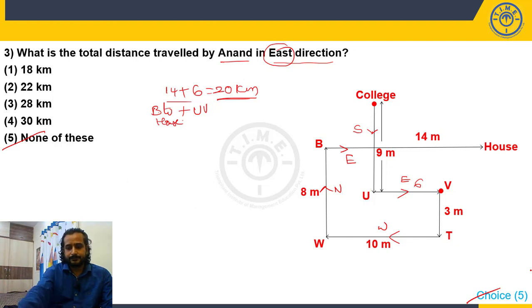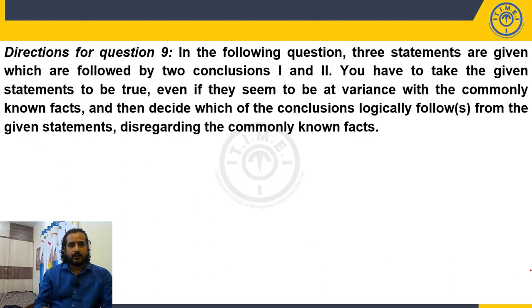Right? Now, directions for question 9. In the following question, 3 statements are given which are followed by 2 conclusions, 1 and 2. You have to take the given statements to be true even if they seem to be at variance with commonly known facts, and then decide which of the conclusions logically follows from the statements, disregarding the commonly known facts. And we know this kind of directions will be given to the deductions question, syllogisms.